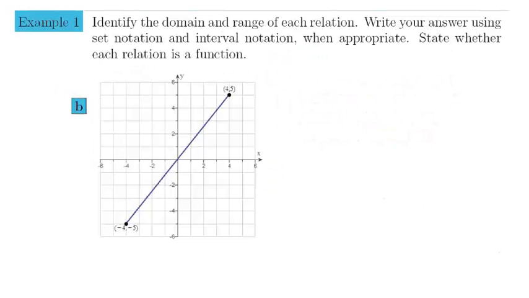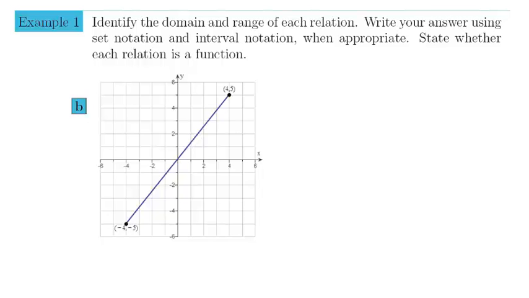Example 1b. Identify the domain and the range of the relation. Write your answer using set notation and interval notation when appropriate. State whether the relation is a function. This time, notice the graph of our relation is a continuous line segment. It starts here at the point -4, -5, and continuously runs, hits every point in between up until the point 4, 5. Because it's a continuous line here, or a continuous curve, the best way to identify the domain and the range is to use interval notation. That's because this is an infinite set of points here.